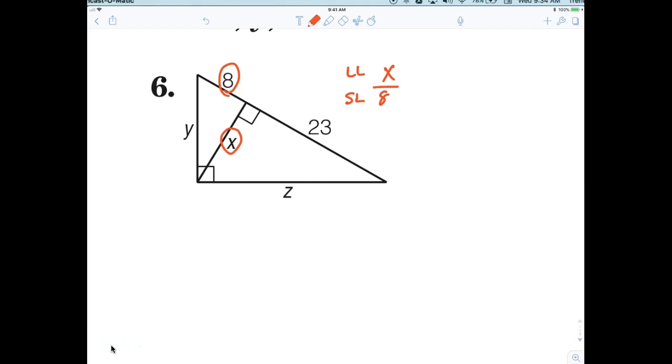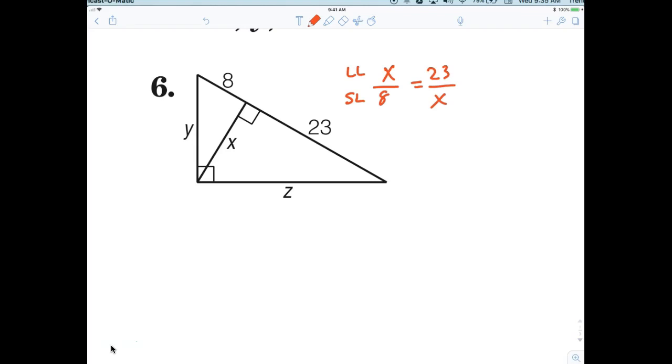Now, what I'm going to do is say, would it make sense to use the big triangle or should I use the middle triangle? If I use the large triangle, I'm going to have Y and Z involved and there's no way to solve the proportion. Everybody with me? So I want to use the middle one. Now on the middle one, what is the long leg? 23. And what's the short leg? X. Is everybody with me on this?